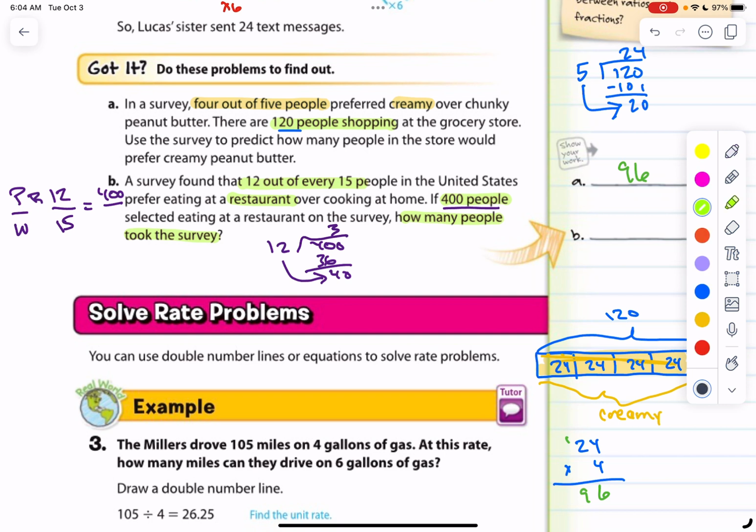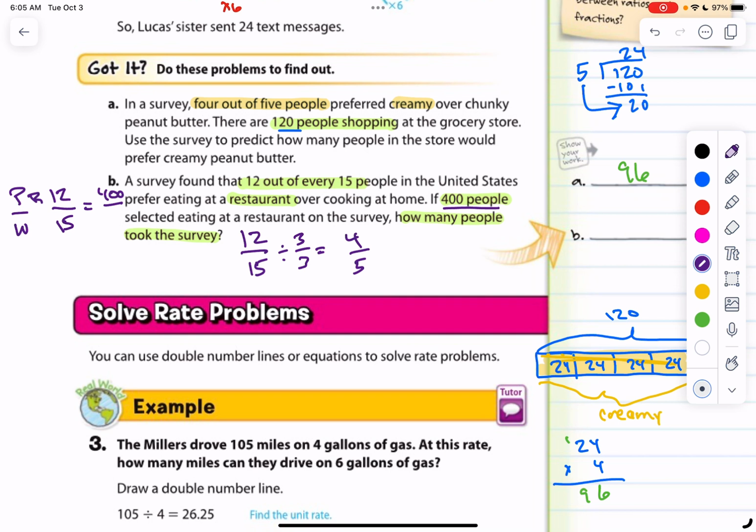Any ideas? I'm going to erase this. Do you remember in the last section when we scaled back and then scaled forward? I think that's what we need to do here. So if we take a ratio 12 to 15 and we divide by 3 over 3, then our new ratio would be 4/5.